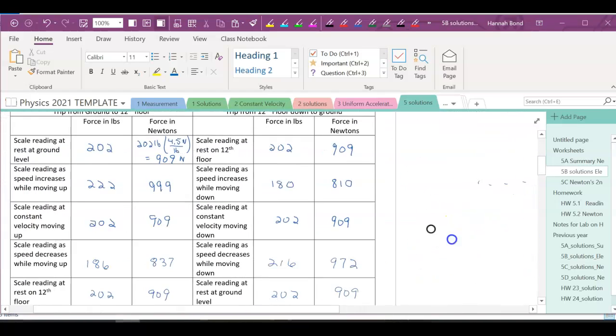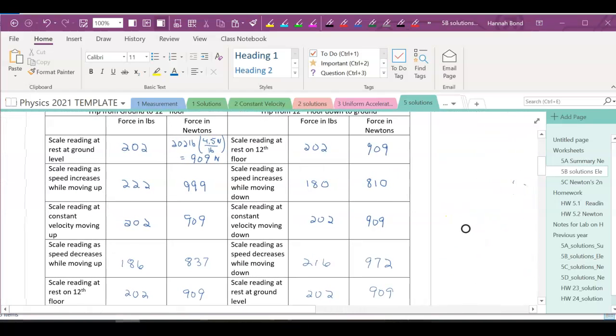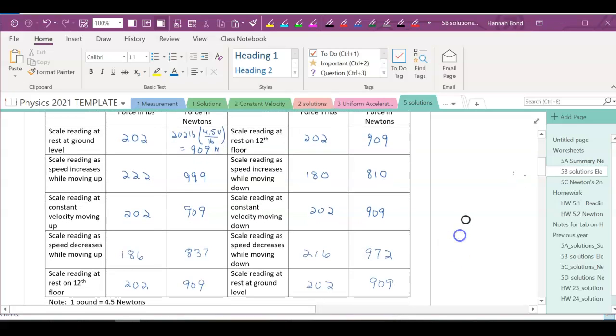Okay, so we know that when we look at the scale, we're actually seeing the normal force that the scale is exerting on the man. Let's look at the situations where the scale reading matches what we believe his true weight is. So when he's at rest on the ground, the normal force and the gravitational force are equal. And so here, he's at rest on the ground, his weight is 202 pounds.